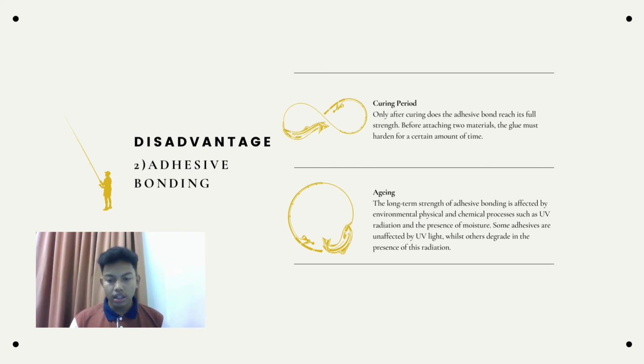Second, the long-term strength of adhesive bonding is affected by environmental, physical, and chemical processes such as UV radiation and the presence of metal. Some adhesives are unaffected by UV light, while others degrade in the presence of this radiation.